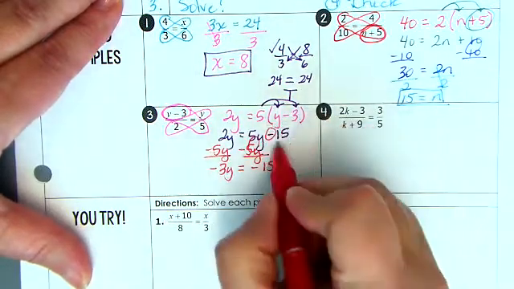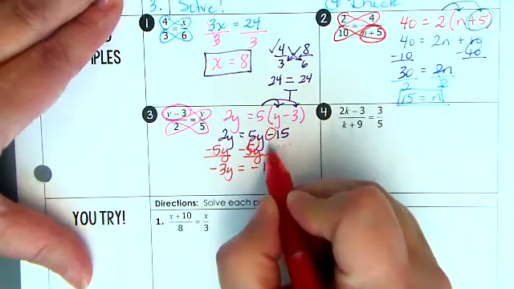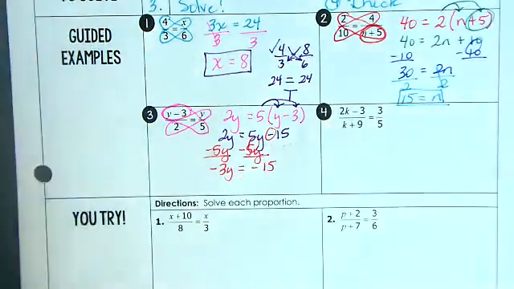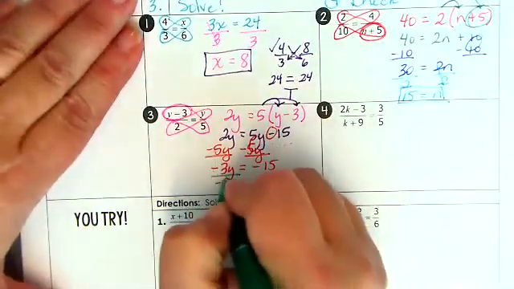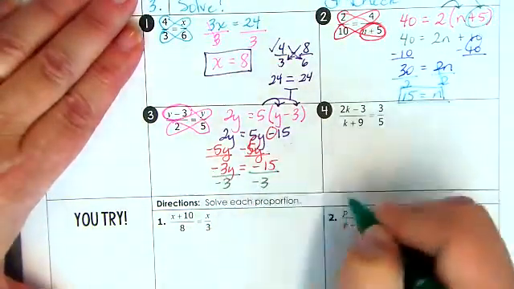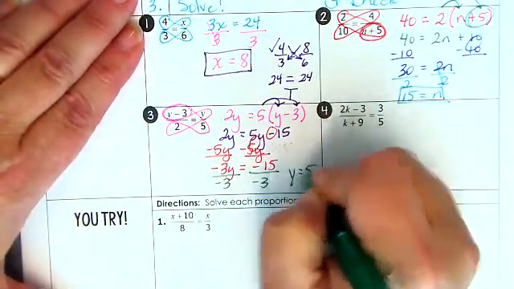It is common to just write 15 when it's a negative 15 here. So be careful with that mistake. It's possible for it to be made. And now we divide by a negative 3, and we get that y equals 5.